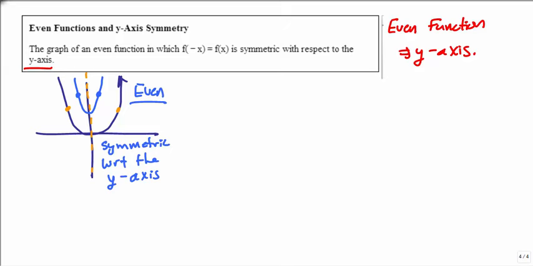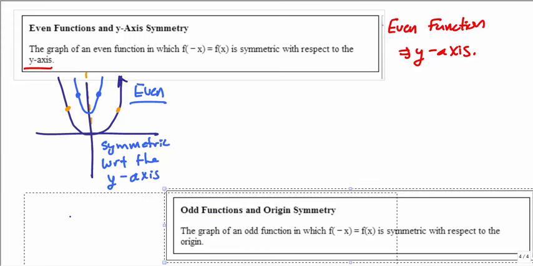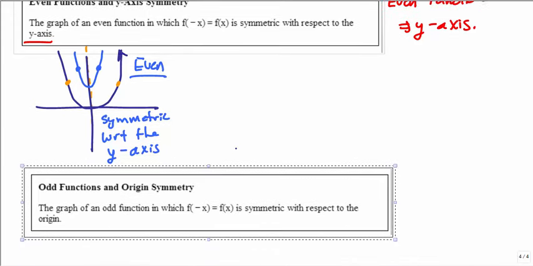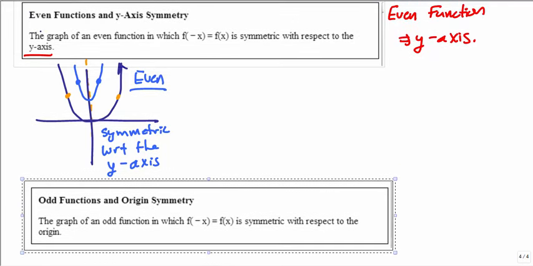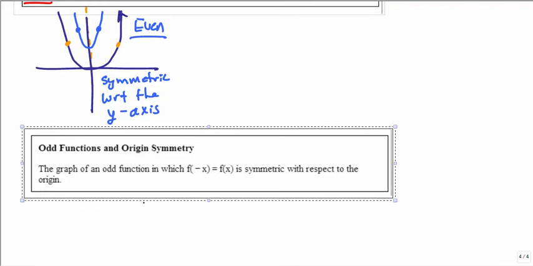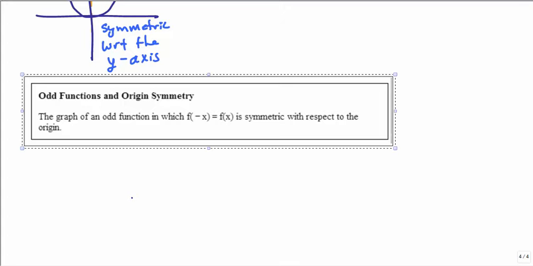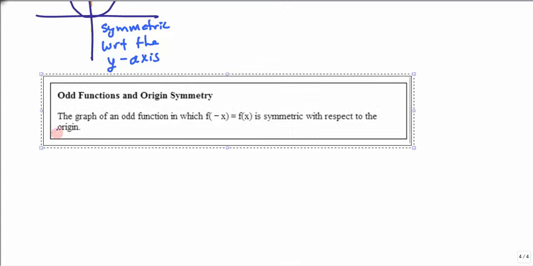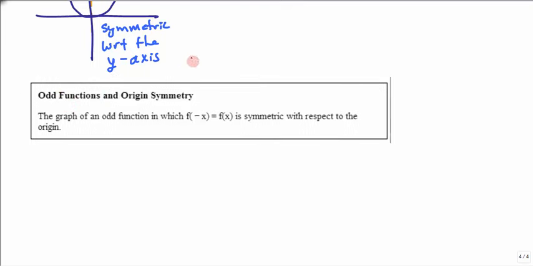Now our other type of symmetry is called origin symmetry, or it's an odd function. Now when we talk about an odd function or an even function, we're not referring to the power of the function, meaning, oh, the highest power is 2, therefore it's an even function. That could be, but then again it could not be. It just kind of depends on where this particular graph lies. Now an odd function is symmetric with respect to the origin. And this is a little bit different. So odd and origin, that's how I remember those. They both start with an O. So odd function is symmetric with respect to the origin.